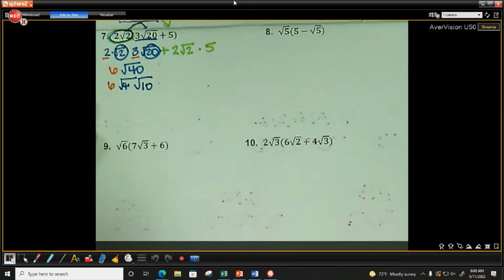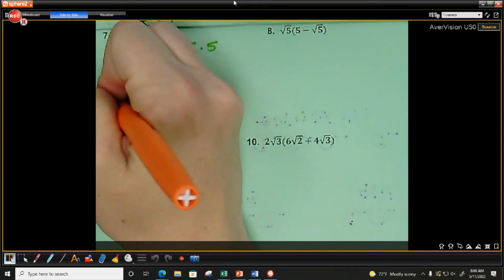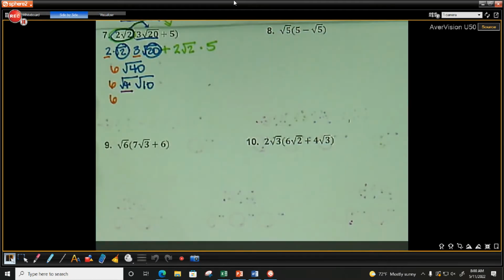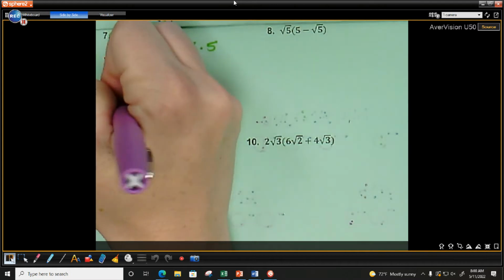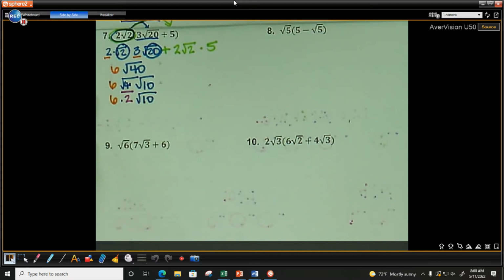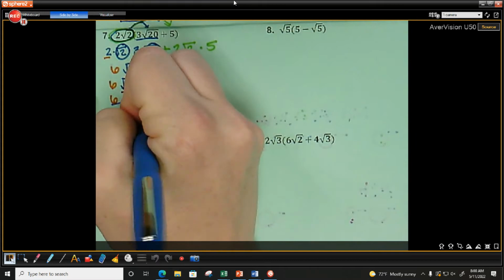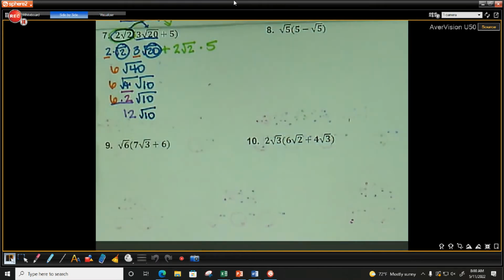Root 4, root 10. Make sure we're doing this with me, guys. This is putting a lot of what we've done the last 2 days together. What is the square root of 4? 2. Root 10. And again, I know root 10 cannot be simplified because it's not divisible by any perfect square. What's 6 times 2? So 12 root 10. Are we good with that part?